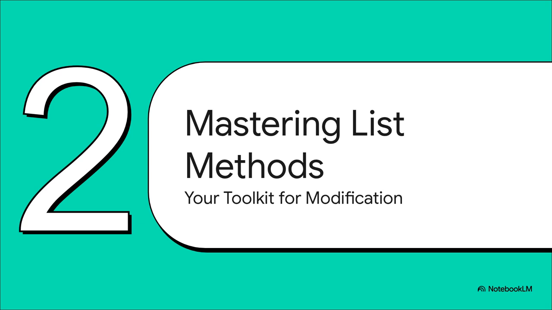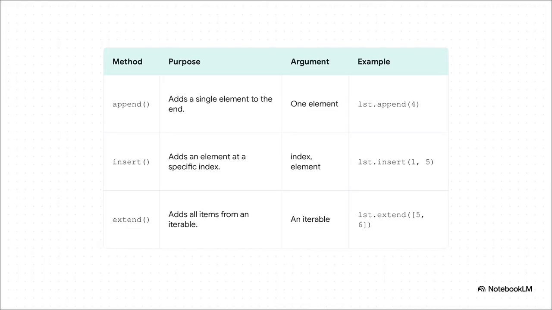Let's take a look at some of the most useful ones. Need to add items? You've got options. The append method is your go-to for just tacking one single item onto the very end of the list. If you need a bit more precision, insert lets you drop a new element at any specific spot. And if you want to merge a whole other list into your current one, extend will add all of its items to the end for you.